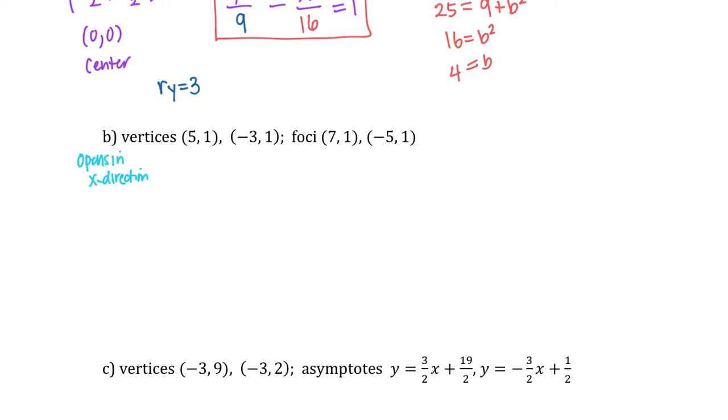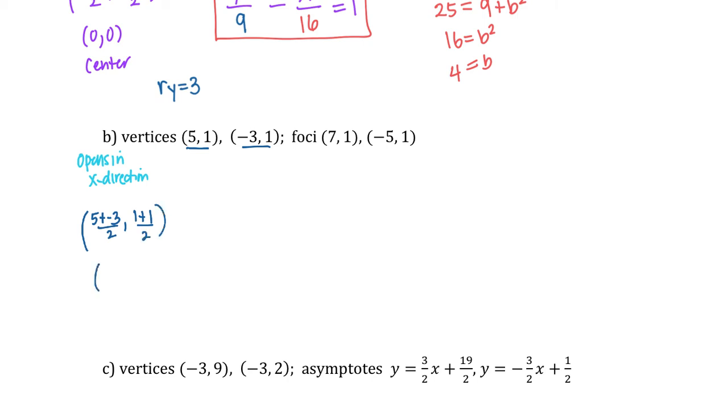Okay, let me find the center, and then I can at least start this. Now the vertices are at 5, 1 and negative 3, 1. If you can think in your head, you might be able to figure it out. I could use the midpoint formula. If I add the x's together and divide by 2, add the y's together and divide by 2, although the midpoint of 1 and 1 is 1.